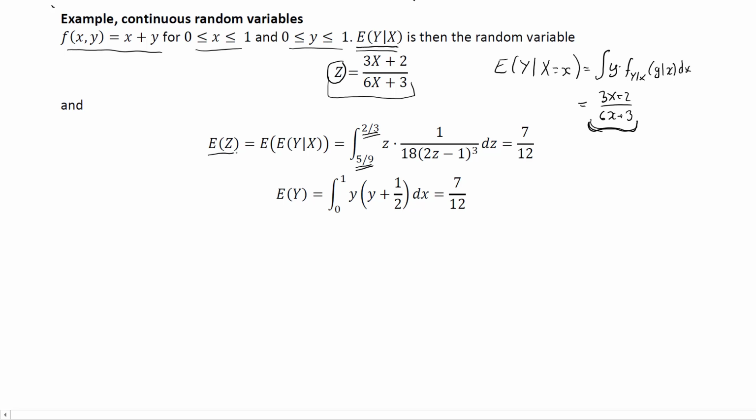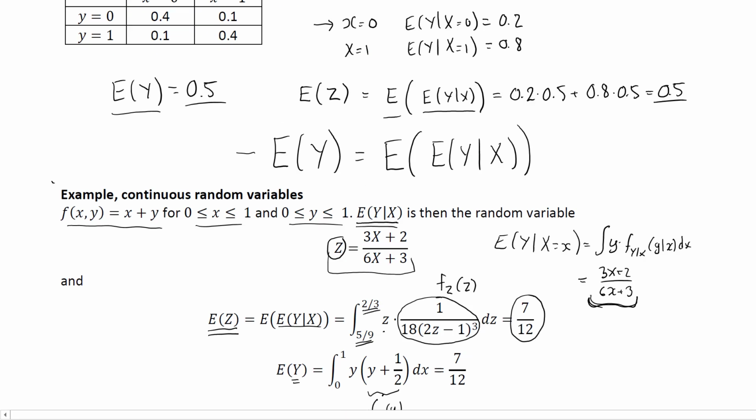So to find the expected value of z, we do the integral of z multiplied by the PDF of z. And this part here will be the PDF of z. So the expected value of the conditional expectation comes out to be 7 over 12. If I do the unconditional expectation of y, then I just integrate from 0 to 1 y times the marginal density of y, and that will give me 7 over 12 as well.